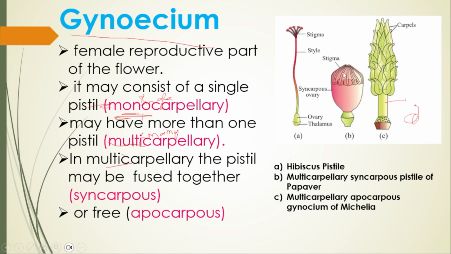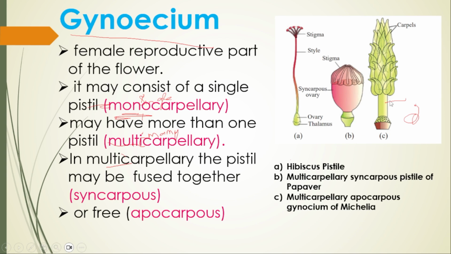And here, this is the stigma and this is the ovary. See here, the ovary is fused. You can't differentiate them among themselves, isn't it? So if the ovary or the pistils are fused, then it is called syncarpous. Sync, the word itself says fused, and carpous is pistil. This is multicarpellary syncarpous. Multicarpellary, why? Because many carpels are there. Syncarpous, why? Because they are fused. This is Papaver, a member of the Papaveraceae family.